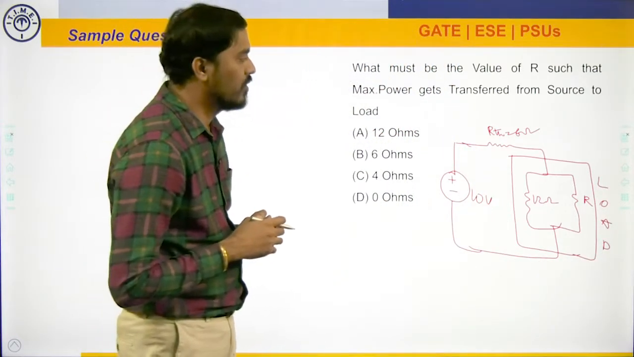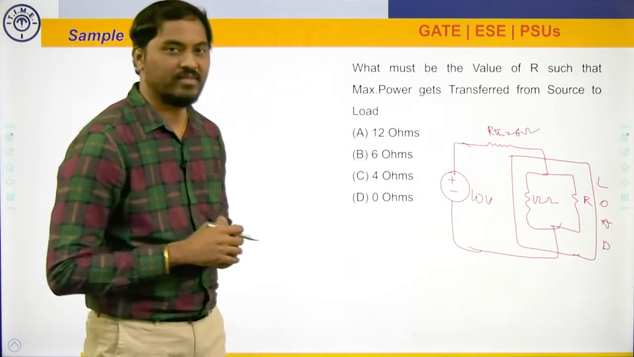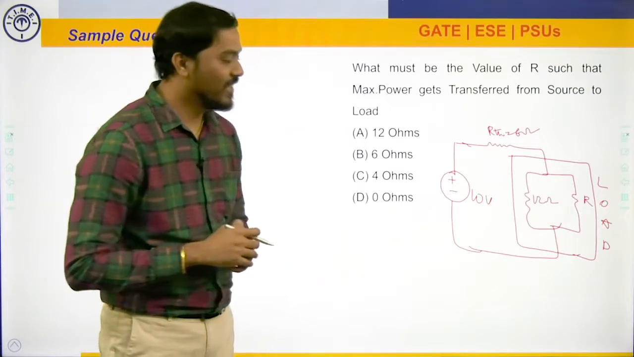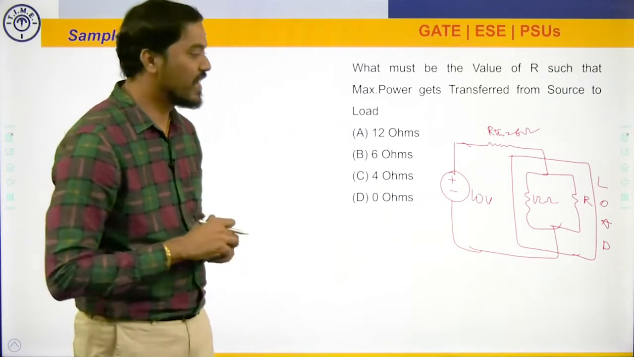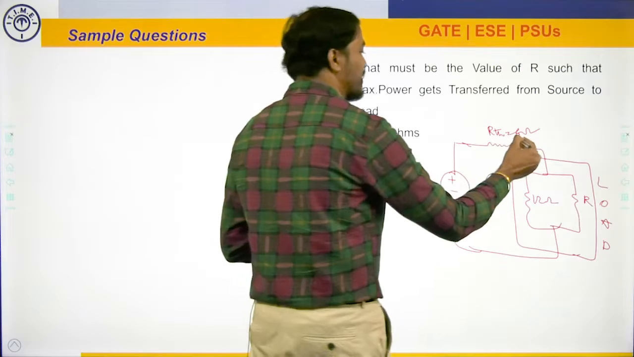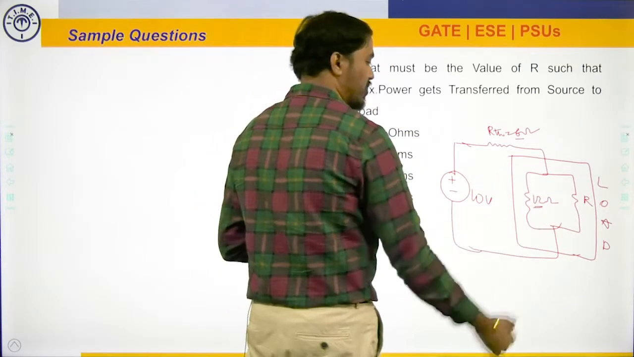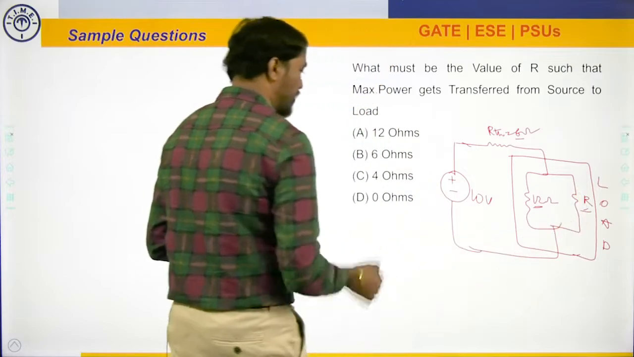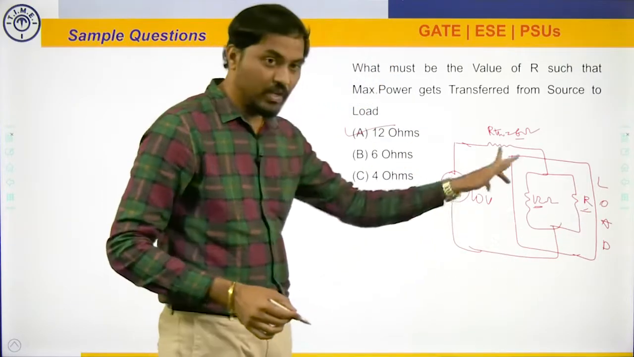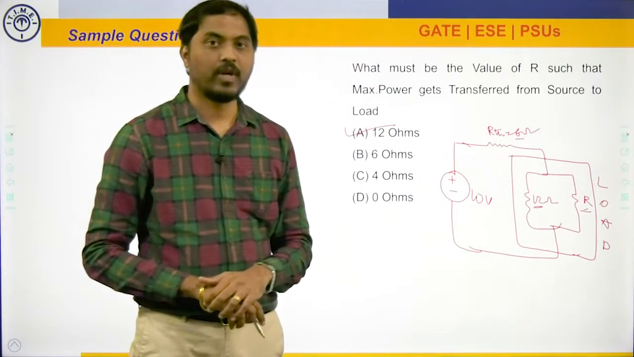Now, what do you think the answer is? Yes, finally a question that matches your answer has arrived. What is RTH? 6. What must be this one? 6. Out of which how much is already here? 12. So, what should be this one? 12. So, here what is the load? 12 parallel to R is called the load, right?